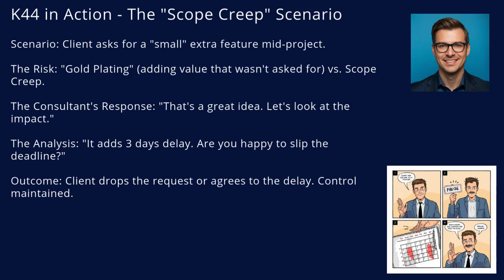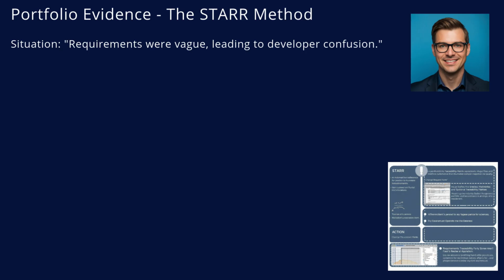Usually, the client will say, "Oh, no, the deadline is fixed. Let's leave the dashboard for phase 2." By using the process, you manage the request without being the bad guy. You maintain control. For your portfolio, K44 is about demonstrating governance.